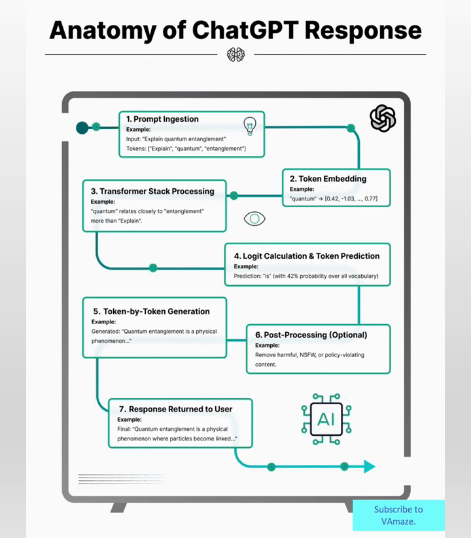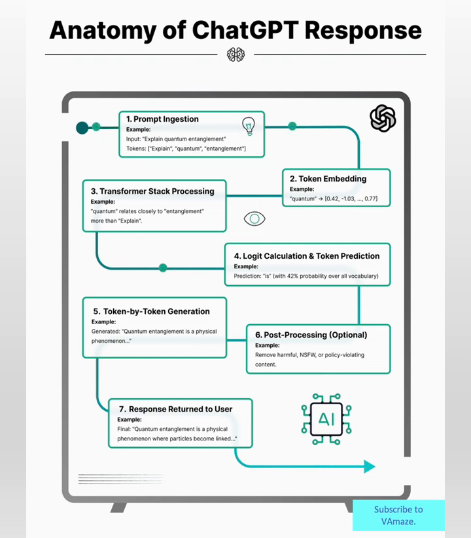Stage 1. Prompt ingestion, the gateway to understanding. The journey begins the moment you hit enter on your prompt. In our example, "explain quantum entanglement" serves as the initial spark that sets the entire AI engine in motion. But this isn't simply about reading text. It's about preparing that text for the complex computational processes that follow.